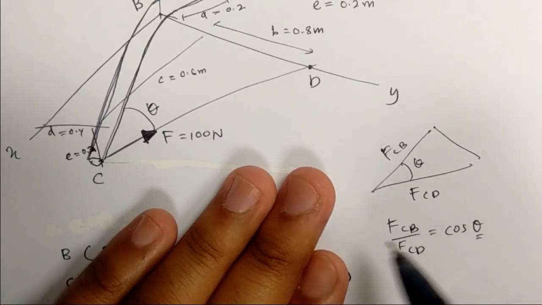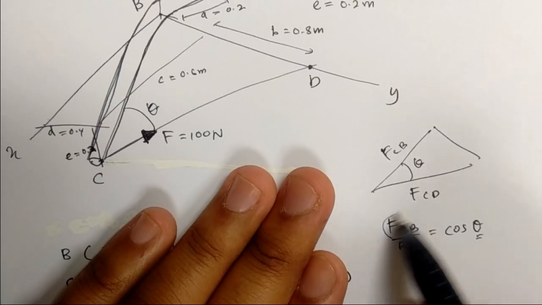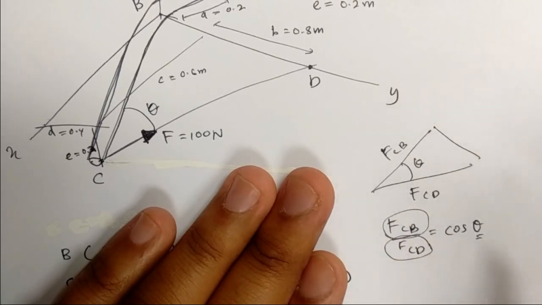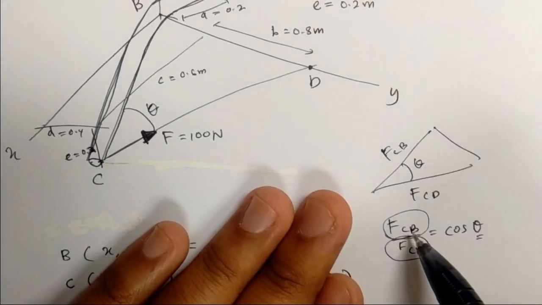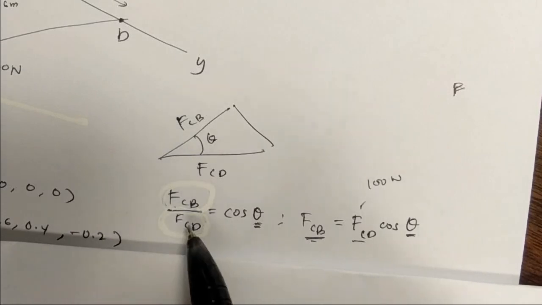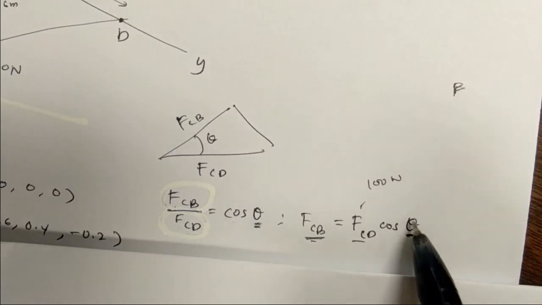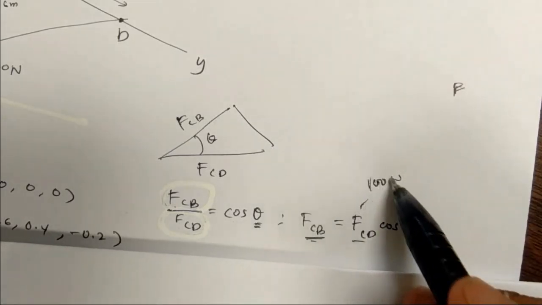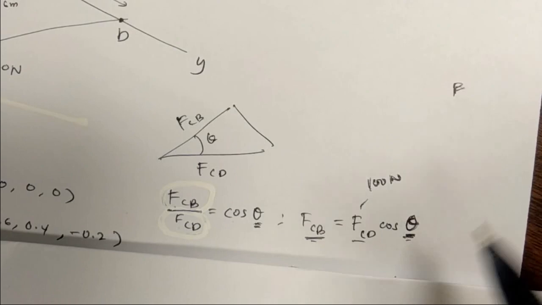First of all, you need to find the FCB and then find the FCD. So if you want to find the FCB, you need to move the FCD to the other side, which means FCB is equal to FCD cos theta. So FCD is 100 Newton, it is given. So your task is to find the theta.